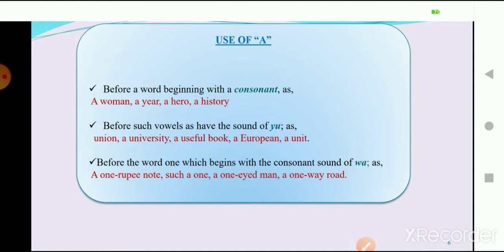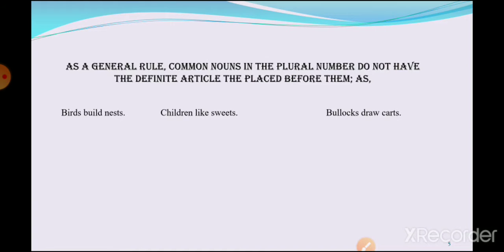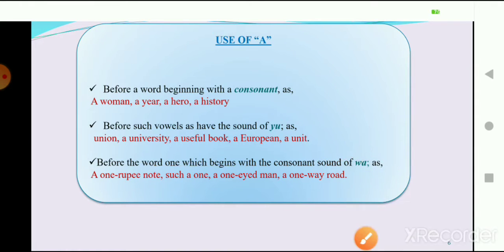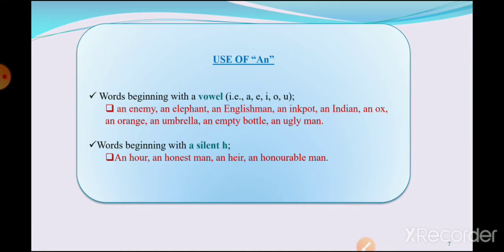First is before the word beginning with a consonant, right? Second is before such vowels which have a sound of U. Okay, and what is the third one? Before the word one, which begins with the consonant sound V. Okay, so these are the three uses of A, where we use article A before the noun. Okay, now let's move on.